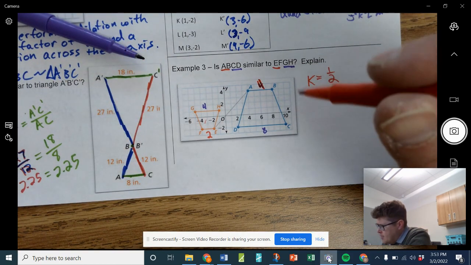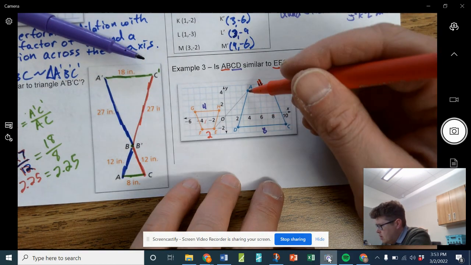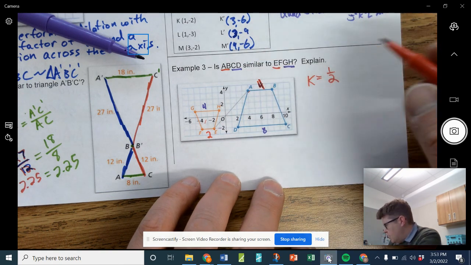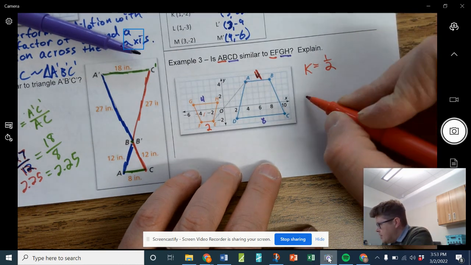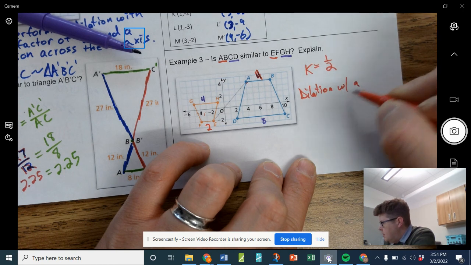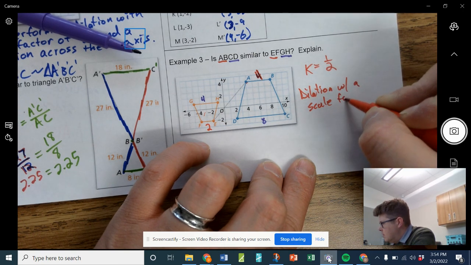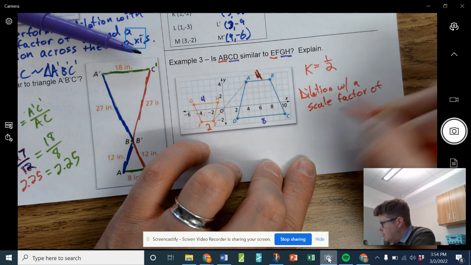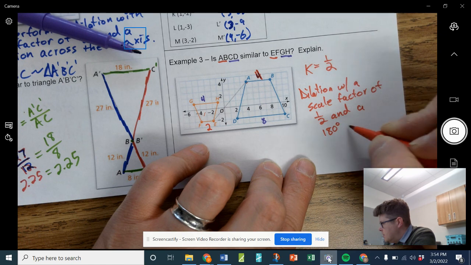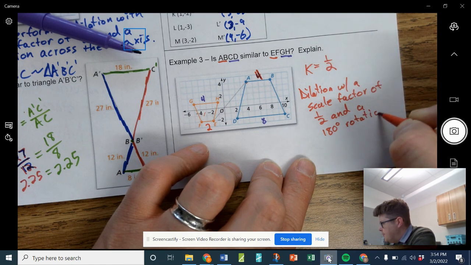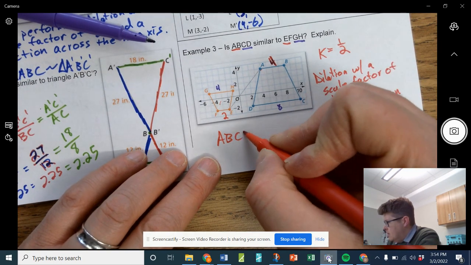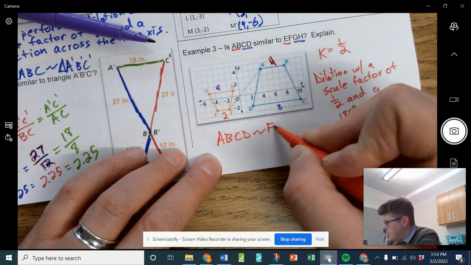And we would actually end up doing a rotation, right? Because A matches to E. You can see that right there. And it would be like a 180-degree rotation. So you could do a dilation with a scale factor of 1/2 and a 180-degree rotation. Okay. And you'll say, yeah, ABCD is similar to EFGH, just like that.